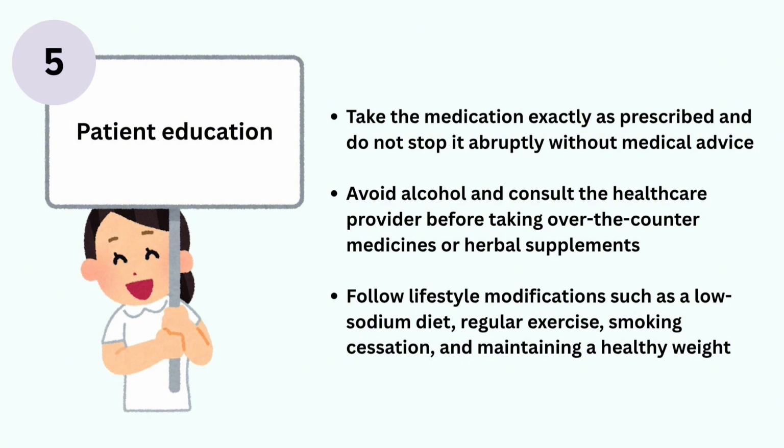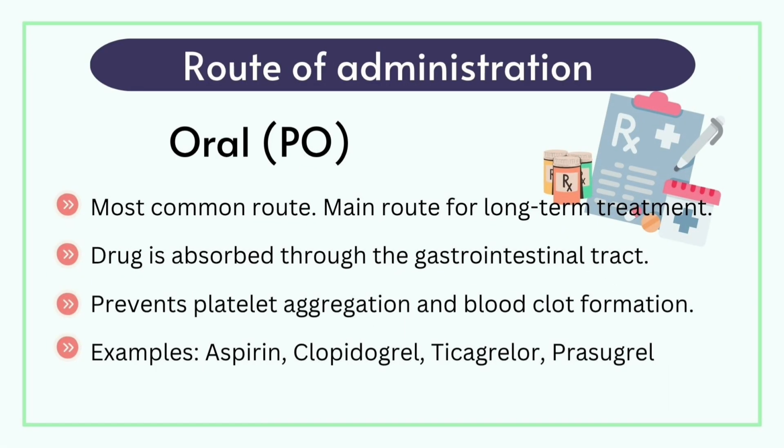Advise patients to take medications strictly as prescribed and not to stop abruptly. Instruct them to avoid alcohol and unapproved supplements, and encourage lifestyle changes like a low-sodium diet and smoking cessation. Regarding routes of administration, the oral route is most common for long-term therapy and chronic management, absorbing through the GI tract. Examples: aspirin, clopidogrel, ticagrelor, and prasugrel.